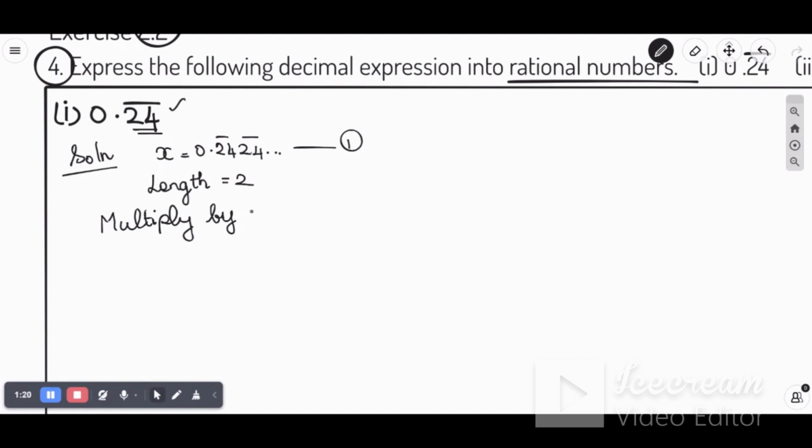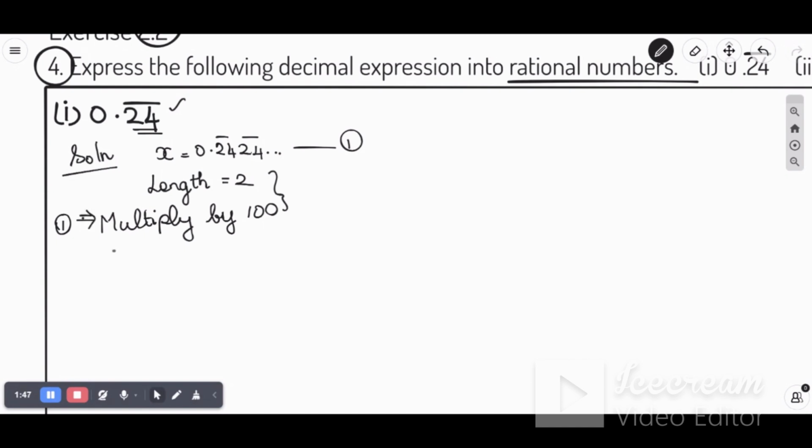It is like you have to multiply by 100. If there are two decimals, I mean, length is 2, you multiply by 100. If length is 1, multiply by 10. If length is 3, what could it be? Yes, we have to multiply by 1000, 3 zeros. So in our question, we have got only length as 2, so we will stick to multiplying by 100. So you have to multiply equation number 1 by 100.